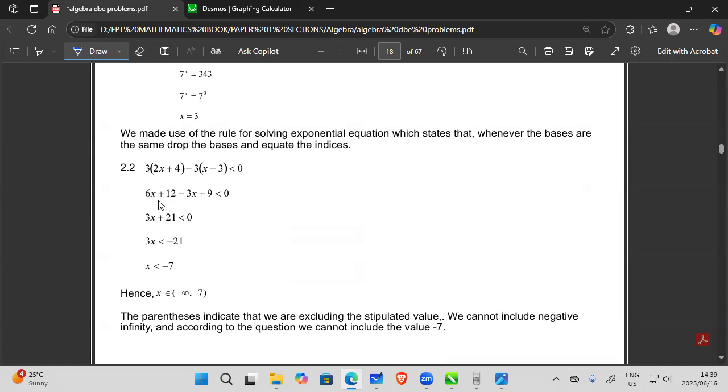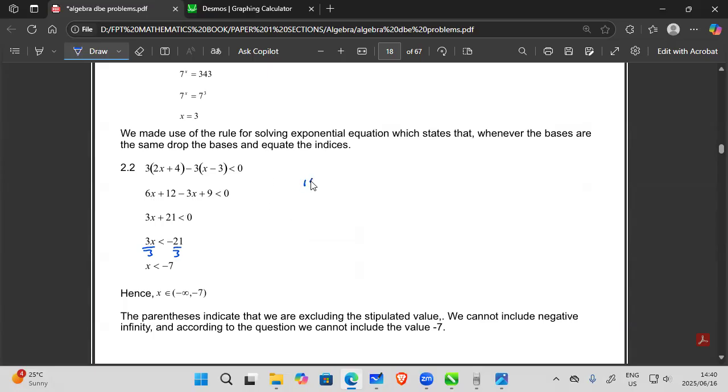I'll get 6x plus 12 minus 3x plus 9 less than 0. I can simplify like terms here. So it'll be 6x minus 3x is 3x, plus 12 plus 9 is plus 21, less than 0. Then 3x is less than minus 21. I took that across. Remember, I only subtracted 21 on both sides. I did not divide. And then if I divide both sides by 3, I'm left with x less than minus 7. Now, I think they asked us to use interval notation.